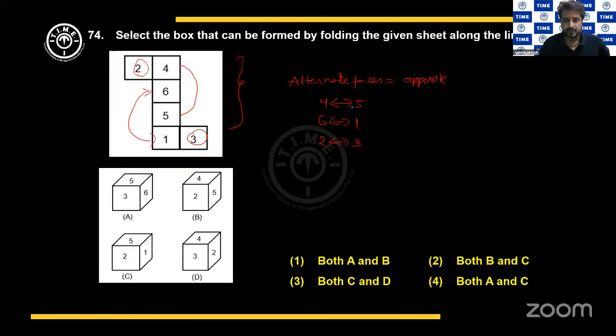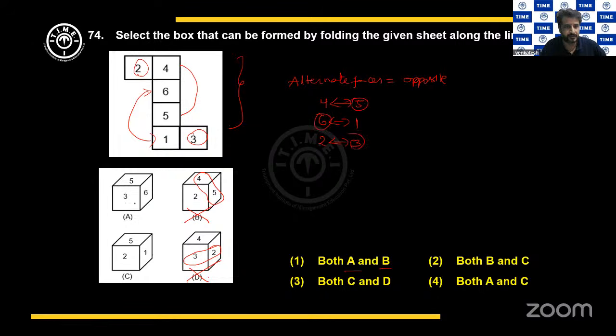Okay. Now, look at the options. We are given A, B, B, C, C, D, A, C. If you look at B, 4 and 5 are opposite, they cannot be adjacent. So B is ruled out. Now, if you look at D, 2 and 3 are adjacent, but 2 and 3 should be opposite. D is ruled out.